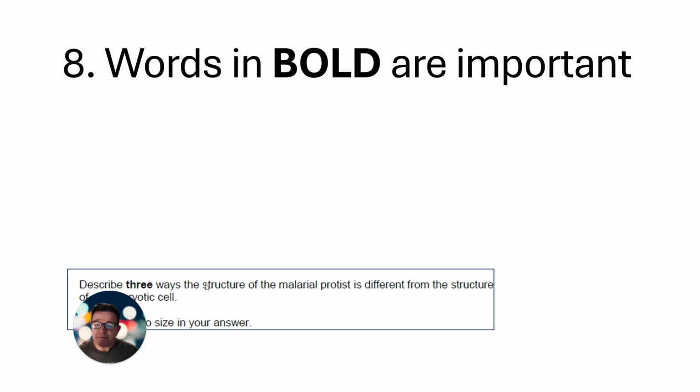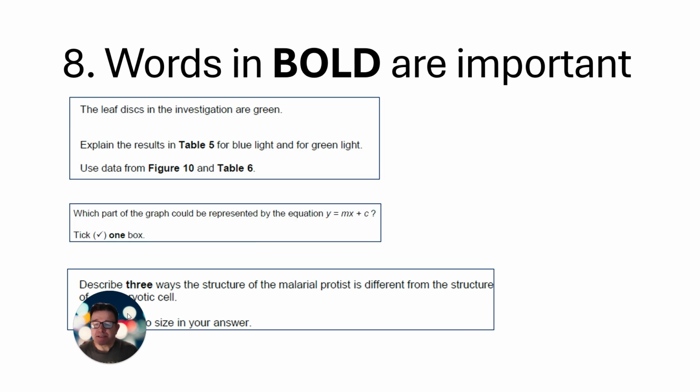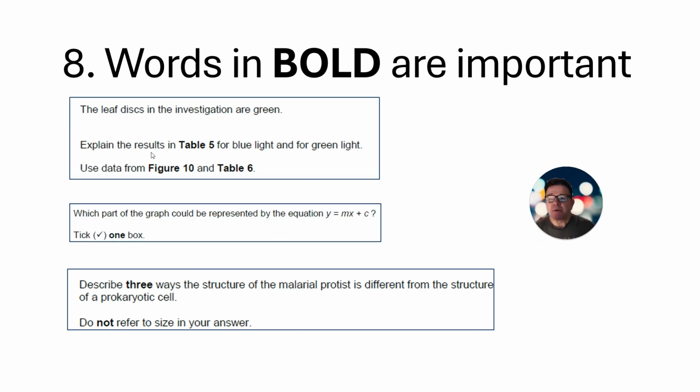Number 8. Words in bold are very important. Here are 3 examples. If it says explain the results in table 5, then use table 5. If it says tick 1 box, tick 1 box.